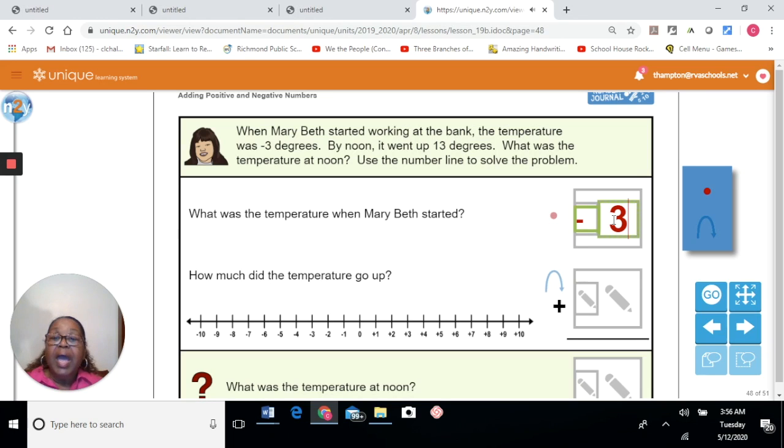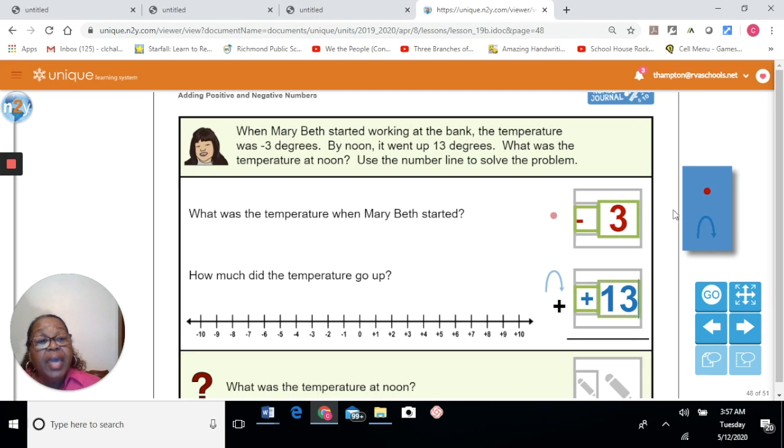All right. How much did the temperature go up? If it goes up, that's the opposite, isn't it? So that would be a positive. It went up a positive 13 degrees. There it is. A positive 13 degrees. So let's see if we can, that's a whole lot of positive going on.